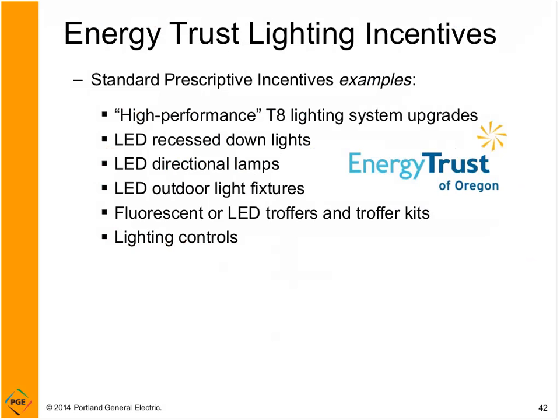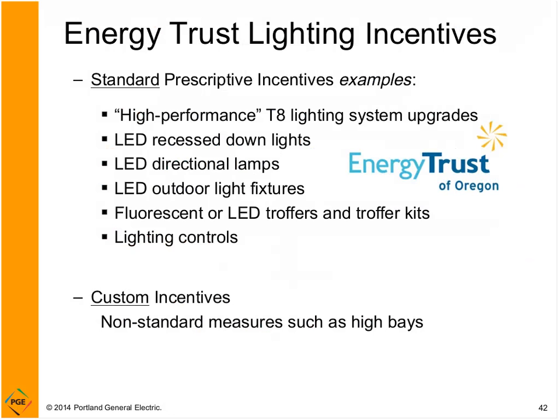So in PGE service territory, our commercial and industrial customers can take advantage of cash incentives offered by Energy Trust of Oregon. Some of the standard prescriptive examples are, again, high-performance T8 lighting systems, LEDs with recessed downlights, directional lamps, and your outdoor fixtures. You can get incentives for fluorescent or LED troffers and troffer kits and lighting controls.